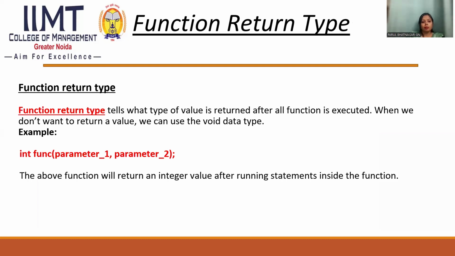Function return type. The function return type tells what type of value is returned after the function is executed. When we don't want to return a value, we can use the void data type. Int func, in between the brackets we use parameter 1 and parameter 2, and it ends with a semicolon. The above function will return an integer value after running a statement inside the function.